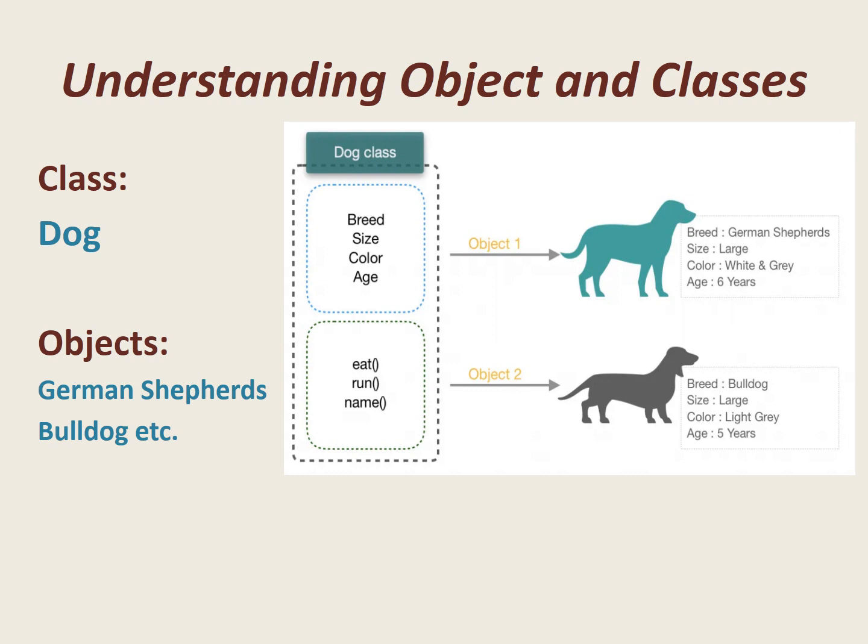We can say that object 1 is German Shepherd and object 2 is Bulldog, and each variable has different values. Object 1 has the breed German Shepherd, size large, color white and grey, age 6 years. Similarly, object 2 has different features: breed is Bulldog, size is large, color is light grey and age is 5 years. But both the objects share a common behavior, and this is eat, run, name.